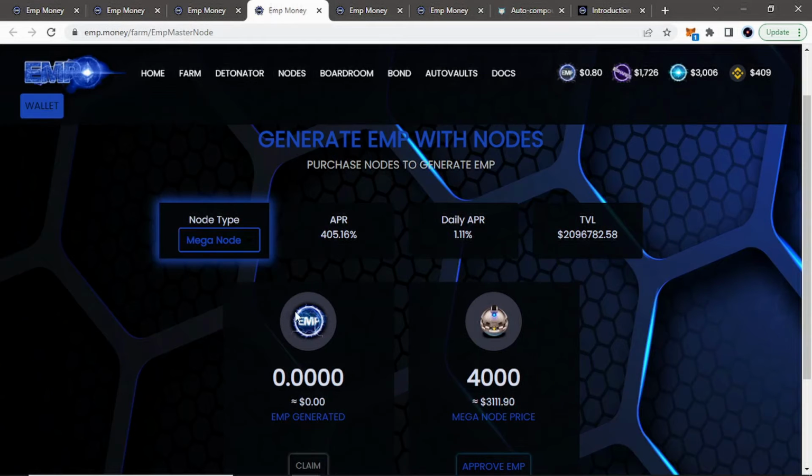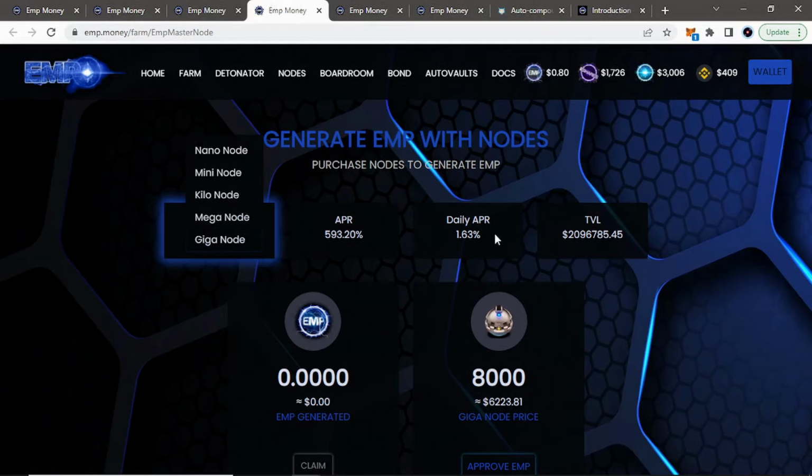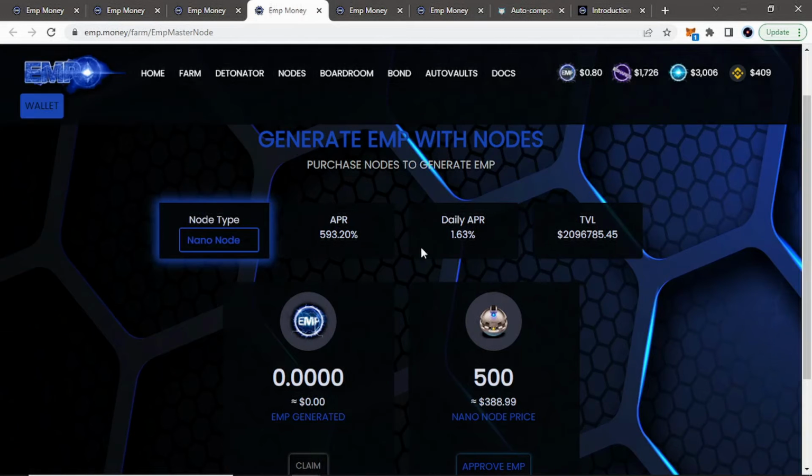They just start pretty much doubling in cost, 4,000. But if you also take a look at the APRs, they go up too with the more you spend. So if you want to go at the top at Giga node, you're looking at 1.63% a day, or a higher APR. Granted, it's a higher sunk cost in the beginning, but again, if you look at 1.63 versus the smallest one.